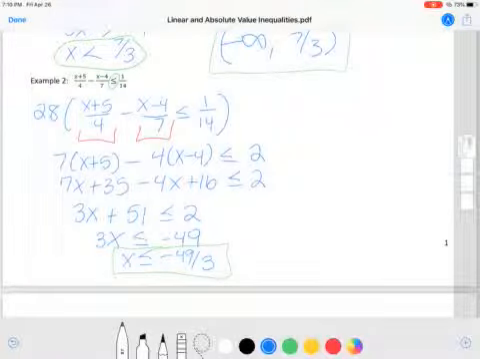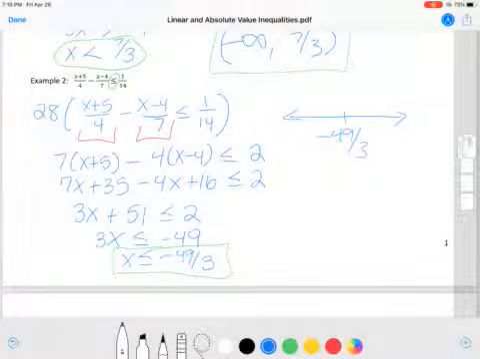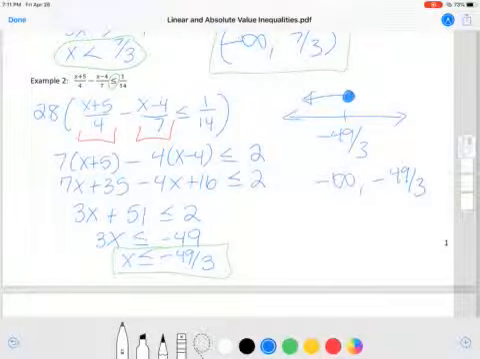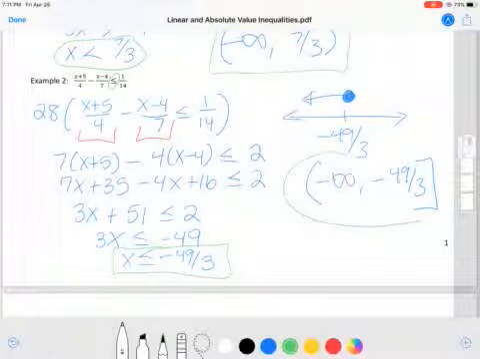To answer it in interval notation, I'm going to look at my number line. I have negative 49 over 3 on my number line, and I want all the numbers less than or equal to negative 49 over 3. So I'm going to do a closed circle because I'm including it, and I want everything less than that. So then my left-hand side goes to negative infinity. My right-hand side is the negative 49 over 3. The negative 49 over 3 is included, and of course the infinity is not. So this is my final answer in interval notation.